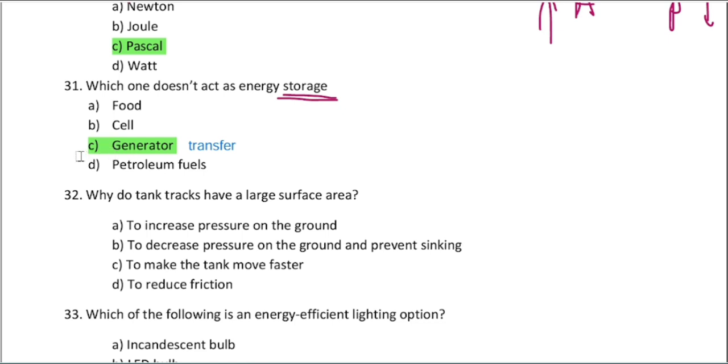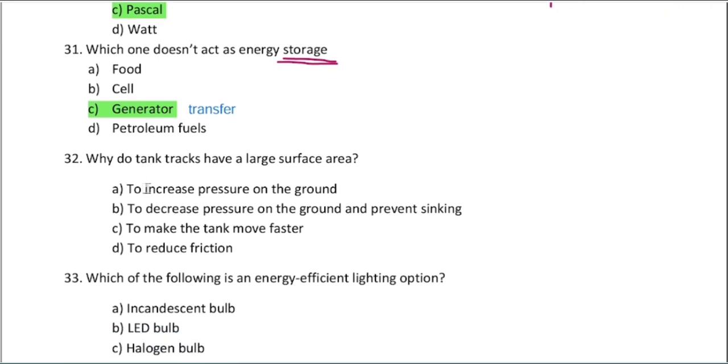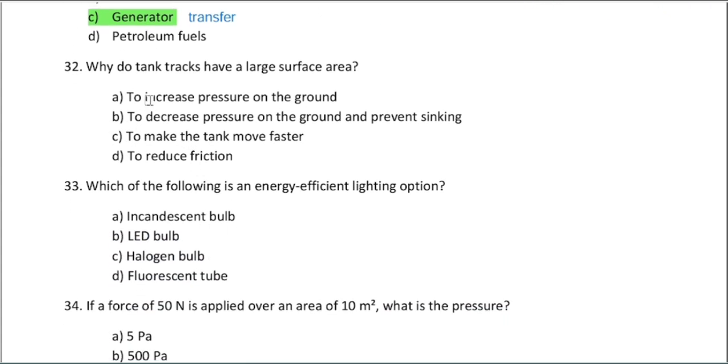You know that food has energy. We take energy from foods. There is a practical, could you remember? We burn foods and measure how much energy is stored in foods, right? Cells can also store energy. Also petroleum fuels have energy. Right. Next one. Why do tank trucks have a large surface area? What happens if there is a large surface area? Pressure is decreased. What happens if pressure is decreased? It will never sink.